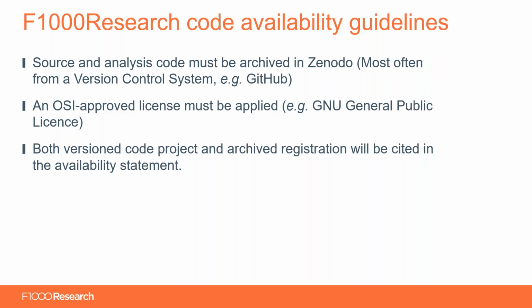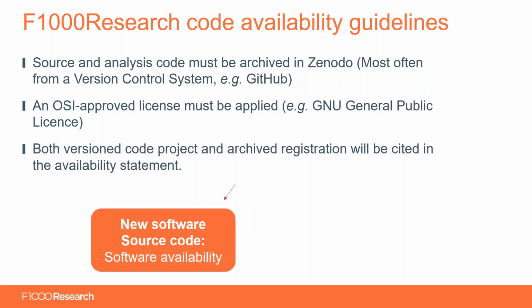More often than not, authors tend to publish their code on GitHub and then register or archive it from there on Zenodo. An OSI approved open license must be applied. These can be GNU general public licenses or MIT licenses. And both the GitHub project and registration DOI will be cited at the end of the manuscript.